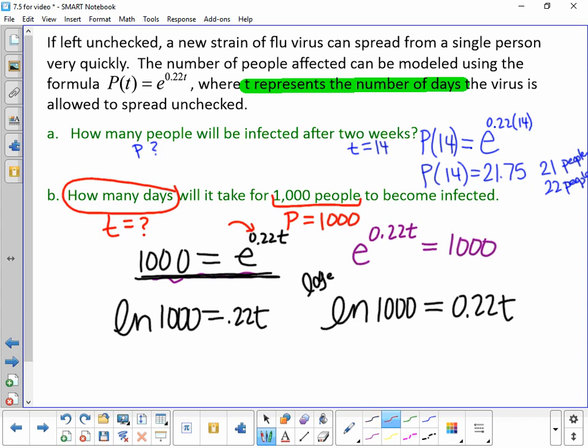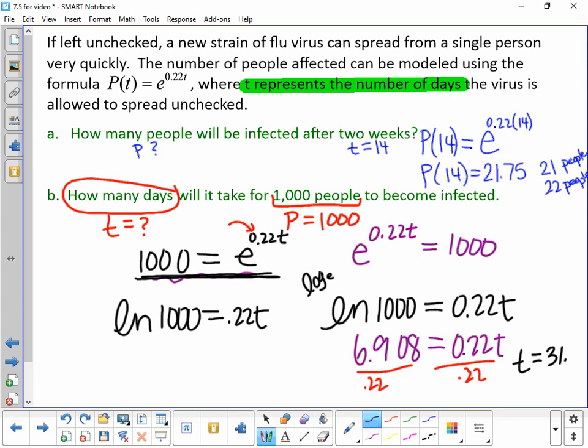So natural log of 1,000 is something our calculator can easily calculate for us. So this would be 6.908 is equal to 0.22 t, and then we would just need to divide by that 0.22. And that would tell us that t is equal to 31.4 days. So about a month or so, and you'd have 1,000 people infected with that flu.